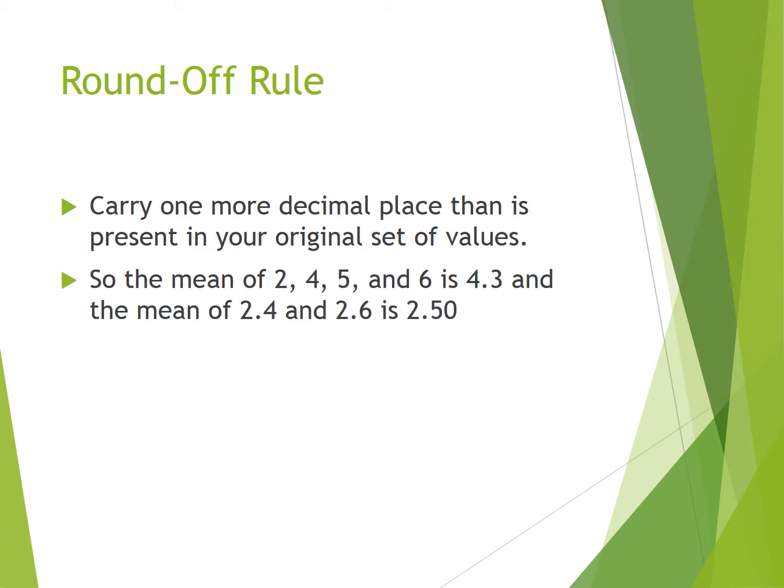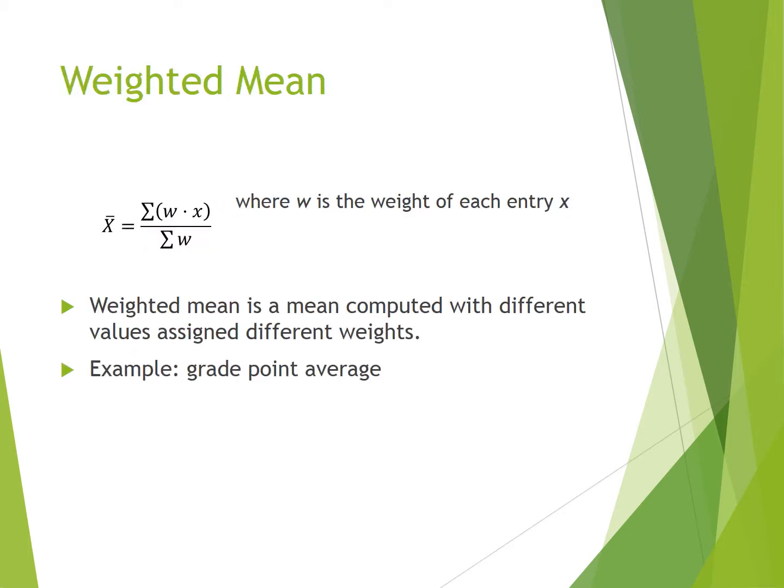So if we had 2, 4, 5, and 6, then the mean would be 4.3. If we're looking at the mean at 2.4 and 2.6, it's 2.5, but because we want one more decimal place, we would say 2.50.